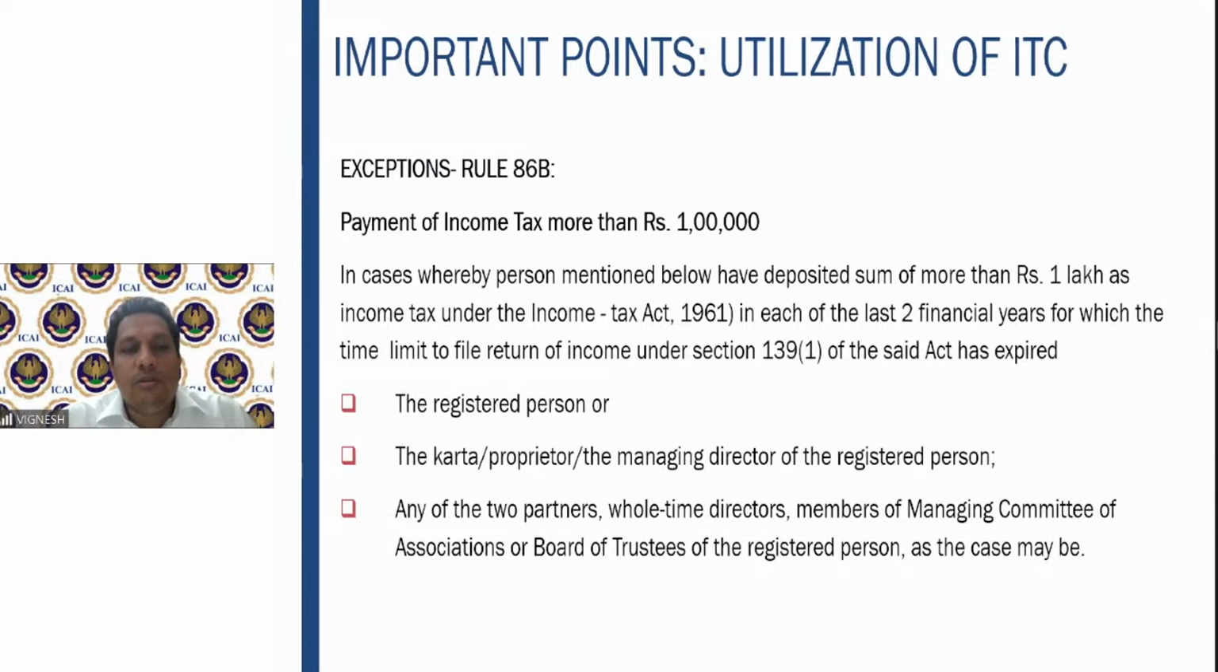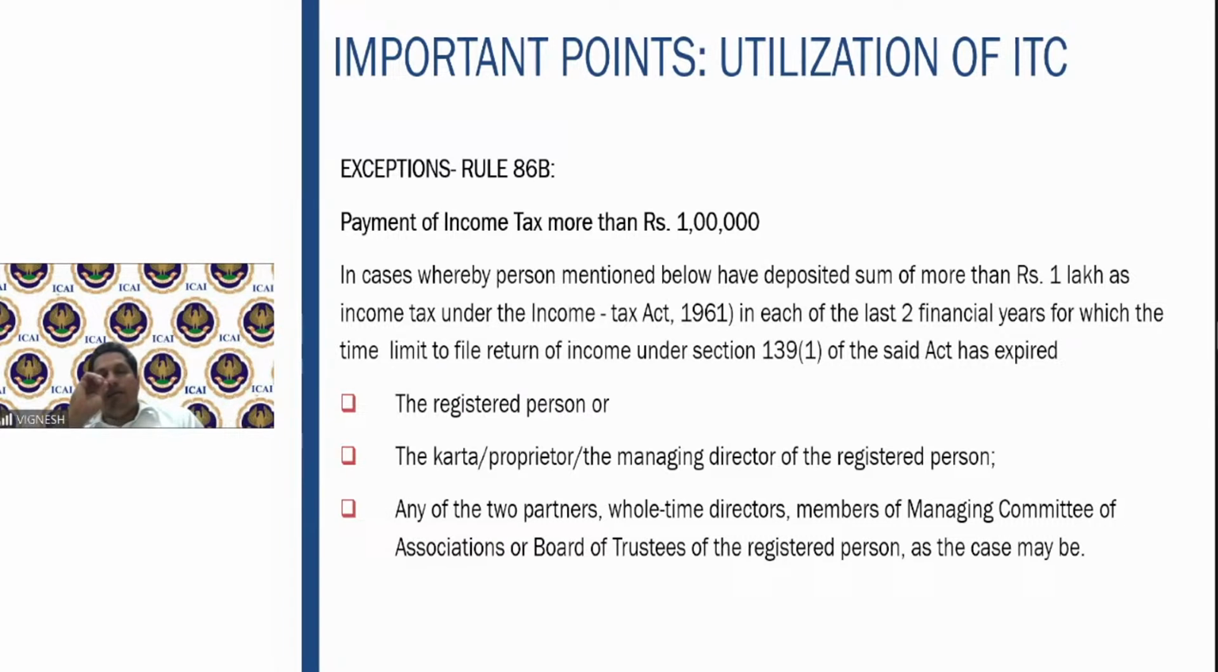So the person mentioned below should have paid an amount of more than 1 lakh as income tax in the last 2 financial years, wherever the due date for filing the income tax return has expired. So who are the persons? The registered person, number 1, or the Karta or proprietor or managing director of the registered person, and any of the 2 partners, full-time directors, or members of the managing committee of the registered person, as the case may be.